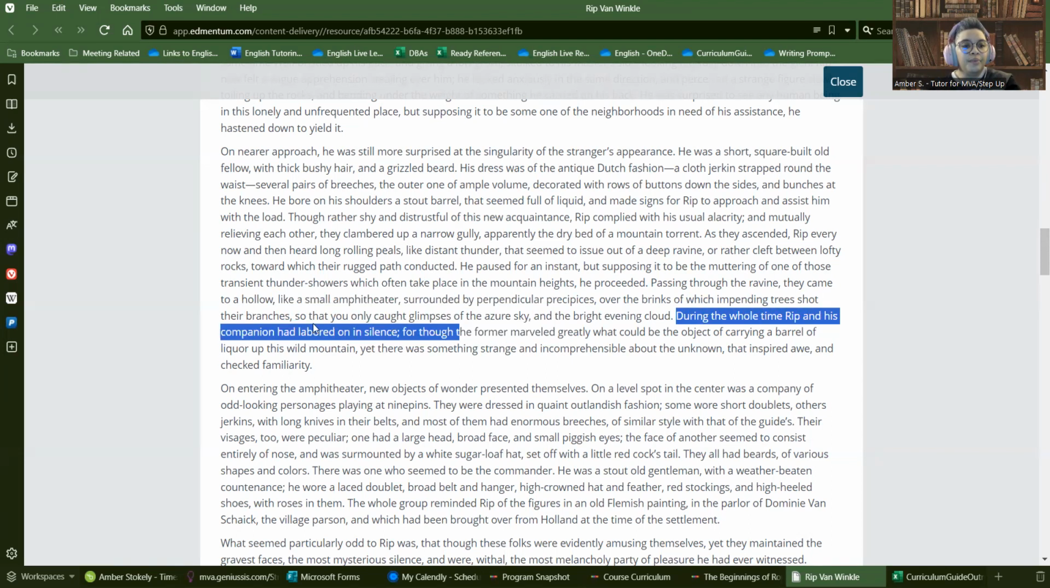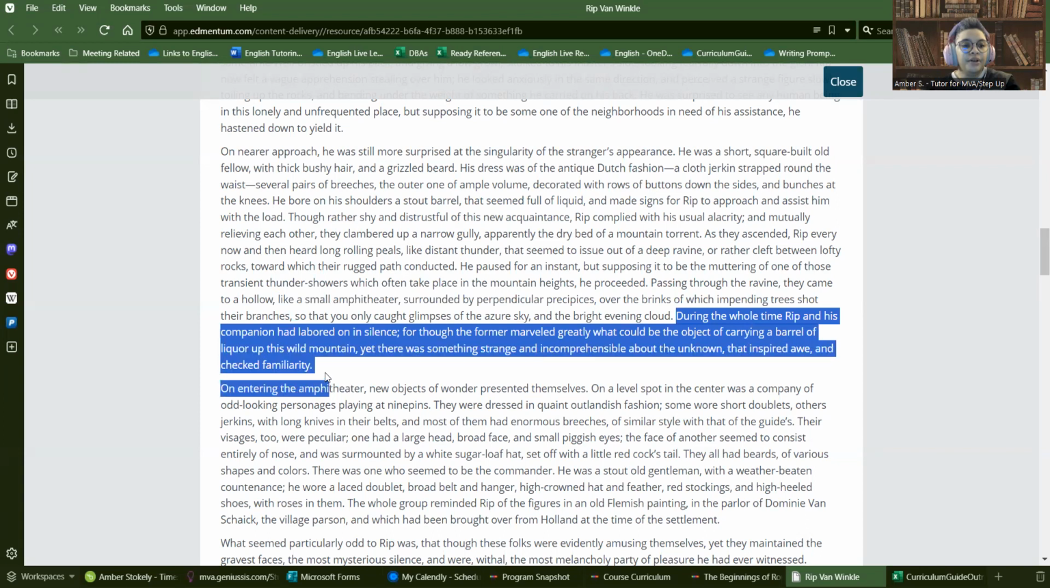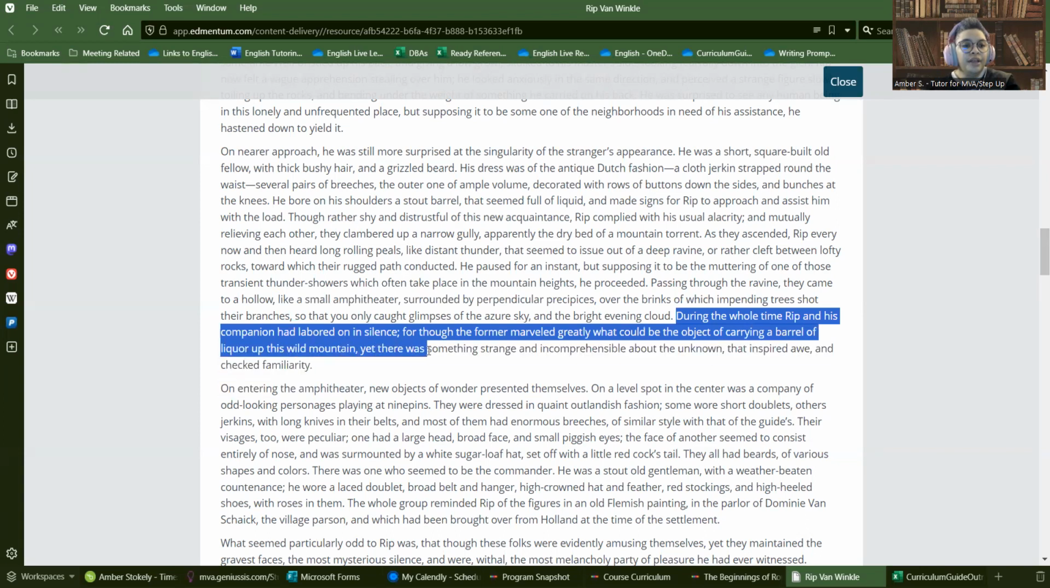During the whole time, Rip and his companion had labored on in silence, for though the former marveled greatly what could be the object of carrying a barrel of liquor up this wild mountain, there was something strange and incomprehensible about the unknown that inspired awe and checked familiarity.